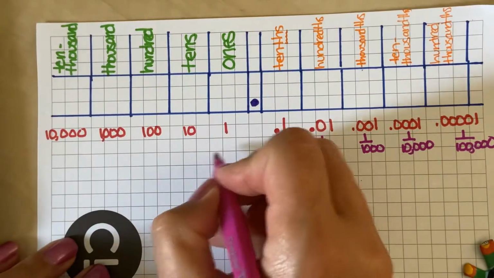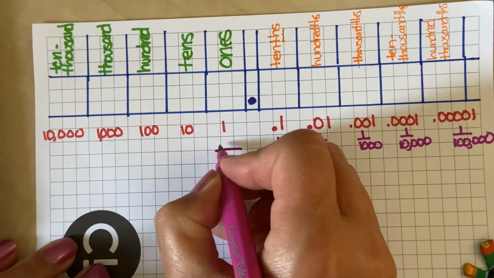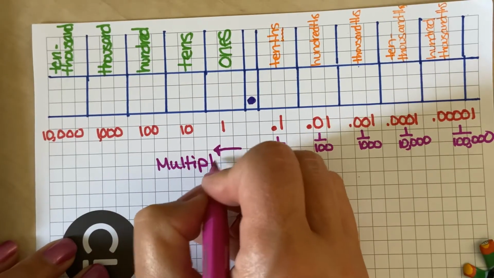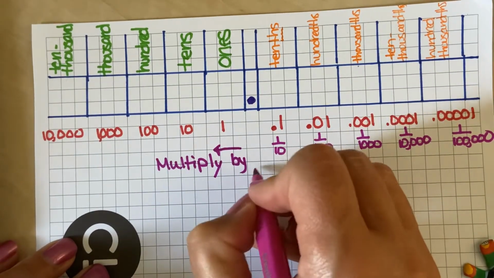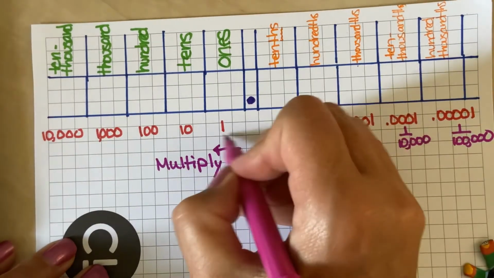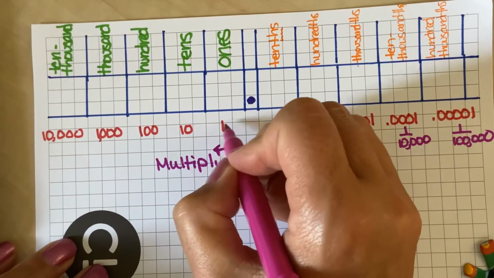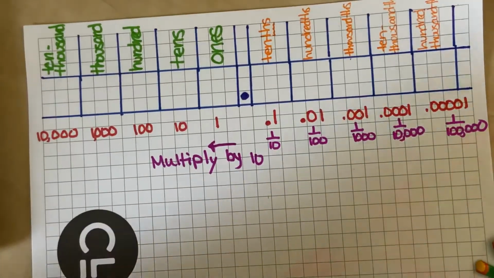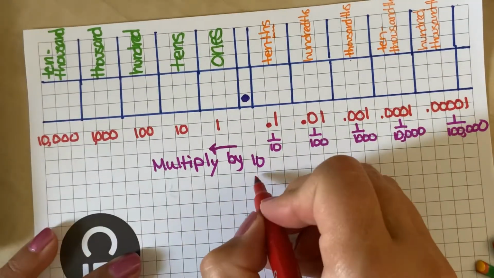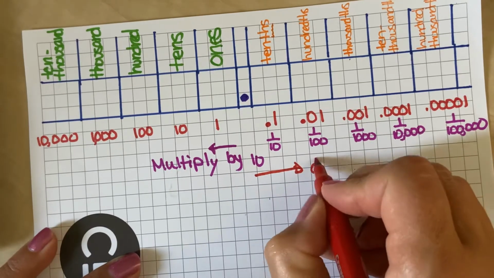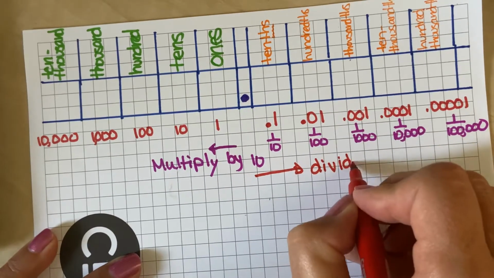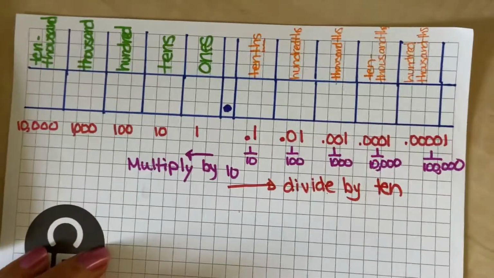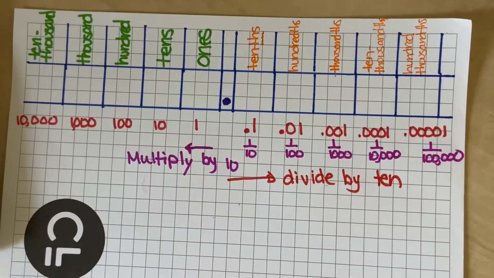So I multiplied by 10 as I go this way. Okay. And again, I start with the ones always. I'm taking whatever number is here. And then I divide by 10 when I go this way. Okay. So that's just an overview of the place value, okay?